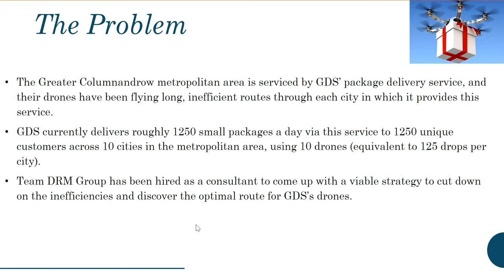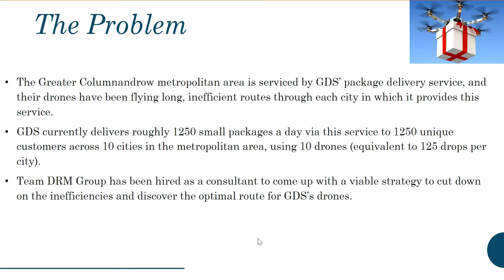Okay, so the problem. You guys know this, but I'm going to go over it quickly. So the metropolitan area is covered by GDS package delivery service. They've been very inefficient and don't really have any kind of plan as to what they're doing. They deliver 1,250 small packages a day to 10 different cities using 10 drones. So 125 drops per city, so that'd be per drone.